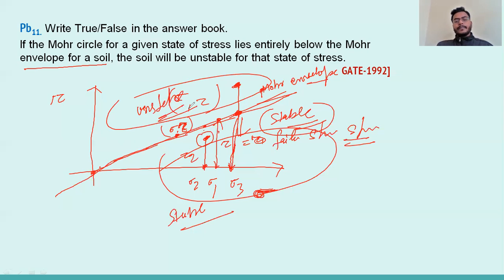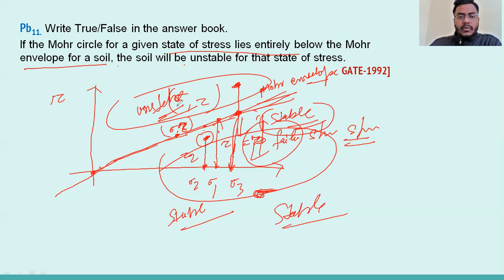Now you can check the statement: Mohr circle state of stress lies below the Mohr envelope of soil, soil will be unstable for that state of stress. No, if it is lying below this Mohr envelope, it will be stable. So this statement is not correct. This is false.